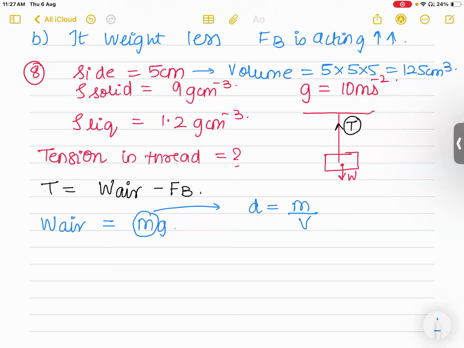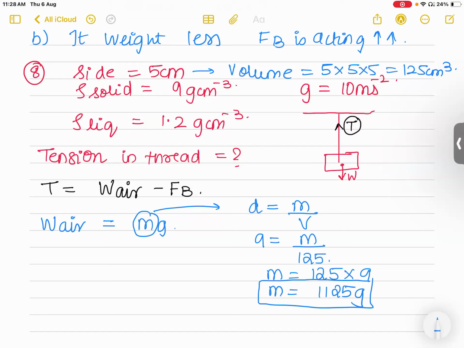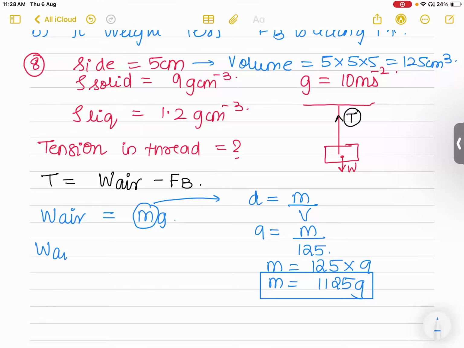Density of solid is given to me, 9. Mass I am supposed to find and volume I found out, 125. So students, mass is equal to 125 multiplied by 9. When I multiply, I get my answer as 1125 grams. That is the mass of the object. I substitute here, so weight in air is equal to 1125 gf. This is the weight which I found out in air, students.